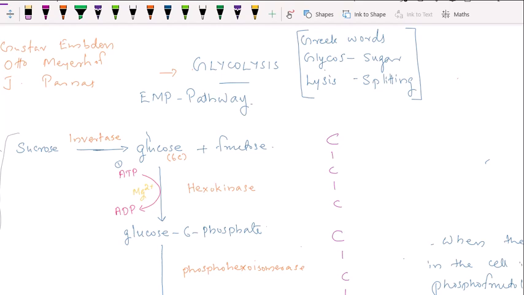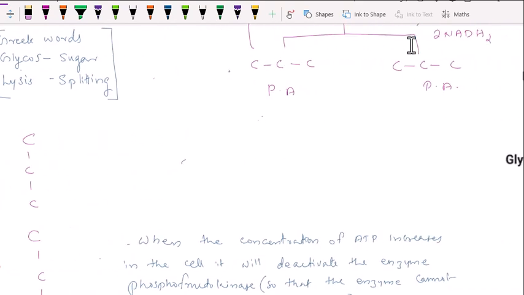This reaction occurs inside the cytoplasm in all living organisms. The splitting of glucose occurs during respiration. In all aerobic and anaerobic organisms, glycolysis will always be there. So through this glycolysis, what will happen?